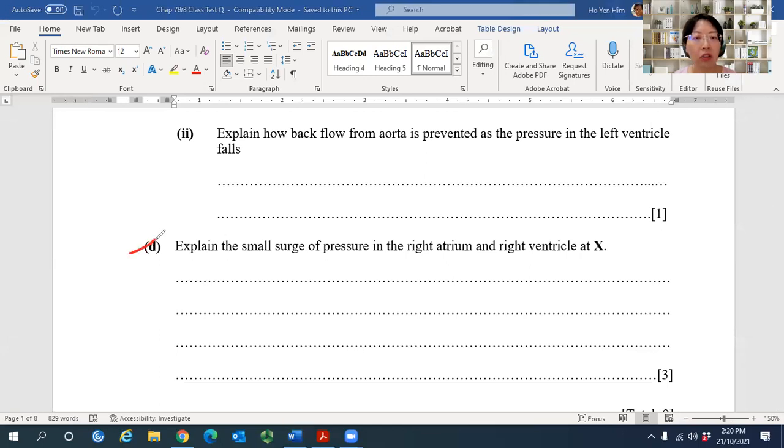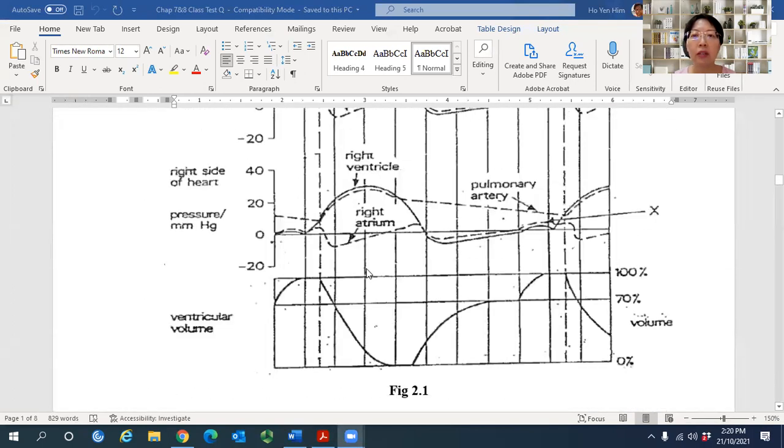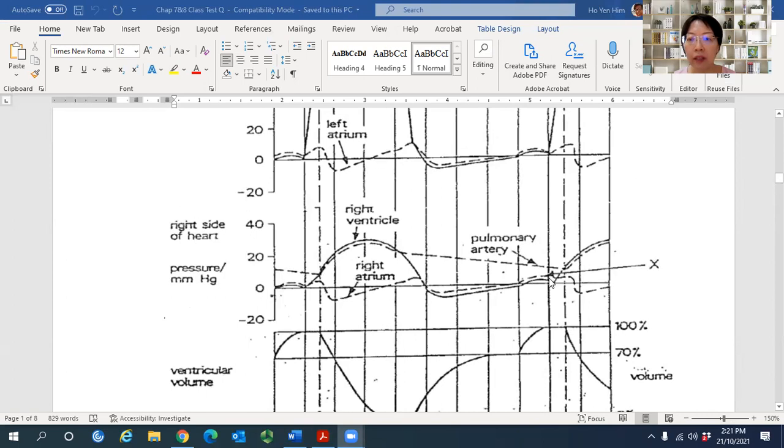Explain the small surge of pressure in the right atrium and right ventricle at X. So let's look at X. So this is X here. It says that there's a small surge of the blood pressure in the ventricle. The solid line is ventricle and the dashed line is the atrium. So explain why this can happen.